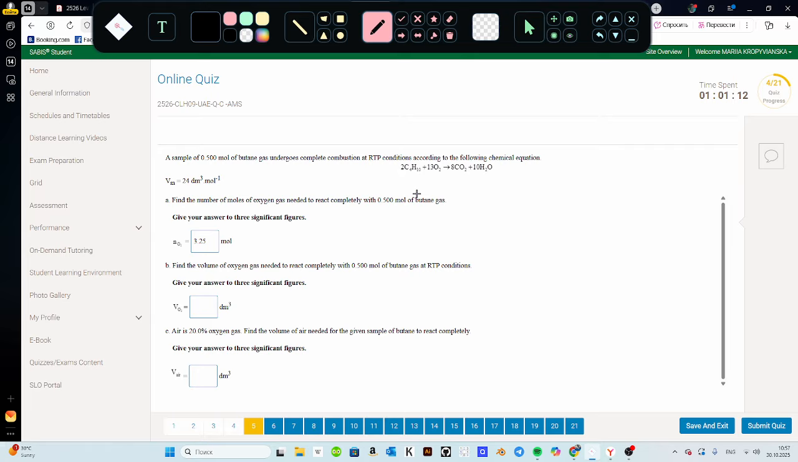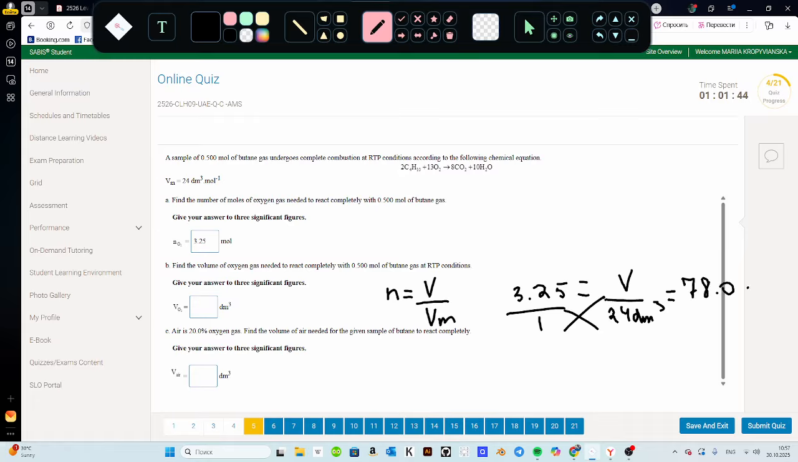Now we need to find the volume of oxygen needed to react completely. We could have thought that we need to use the stoichiometric ratio, but not for this one. We have the equation that we had earlier, which is n equals V over Vm. We're trying to find the volume of oxygen. We know that our moles is 3.25 over 1. Let this one be still V because we don't know it, and we have RTP conditions, so 24 decimeter cubed. We cross multiply. That gives us 78.0 decimeter cubed. That's pretty much it for this question. Again, make sure to write the correct number of significant figures.